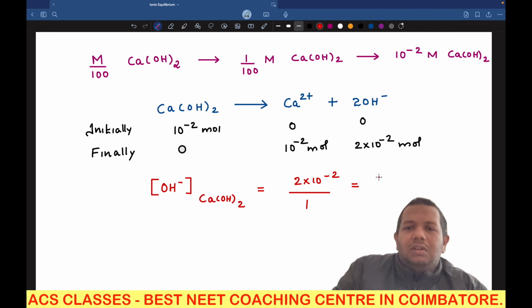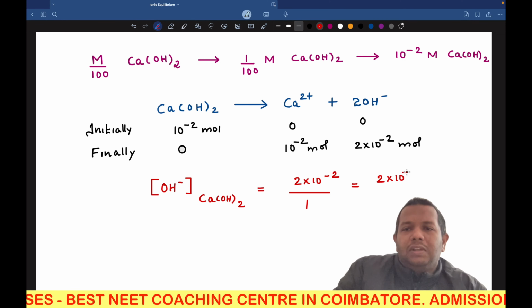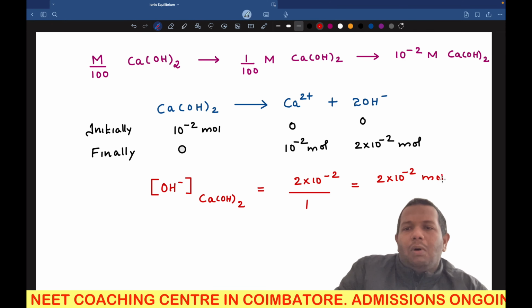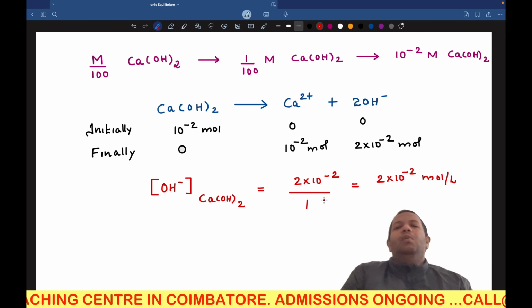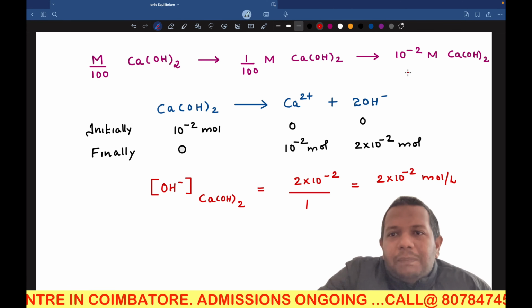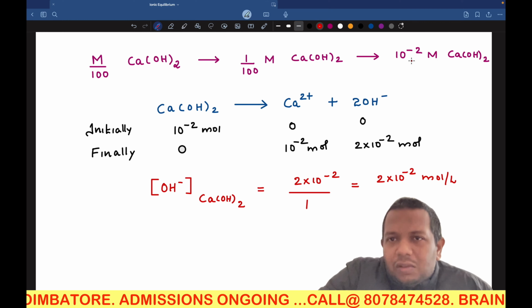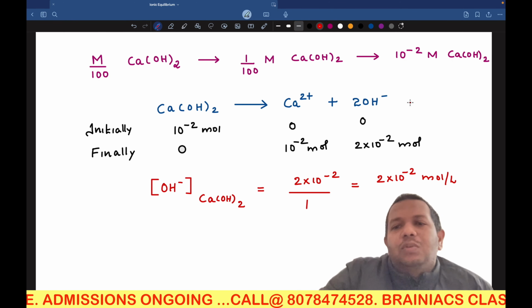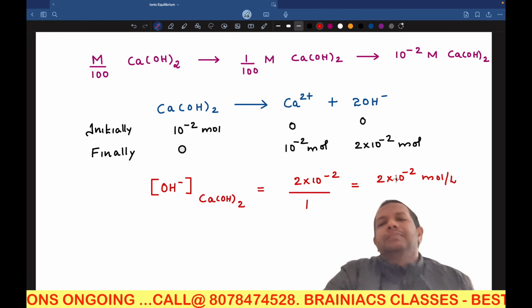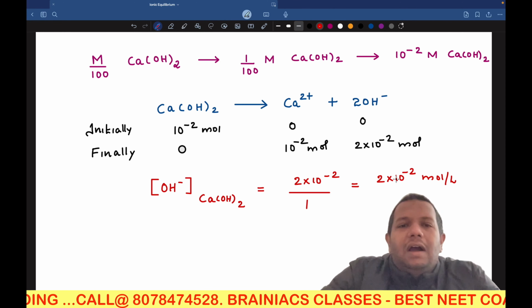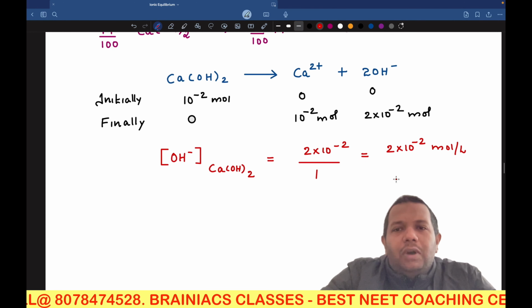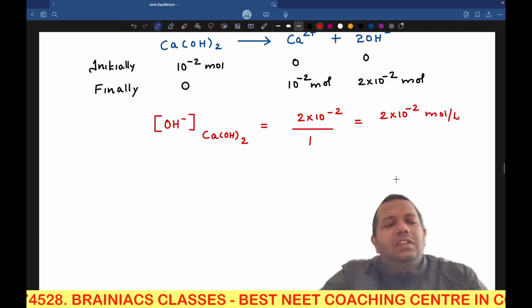So we know the concentration is 2 into 10 power minus 2 mole per liter. How is it 1 liter, sir? Because 10 power minus 2 molar means 10 power minus 2 mole is present in 1 liter solution. That's why we are taking 1 liter. I hope right now you got how many OH minus is present here.